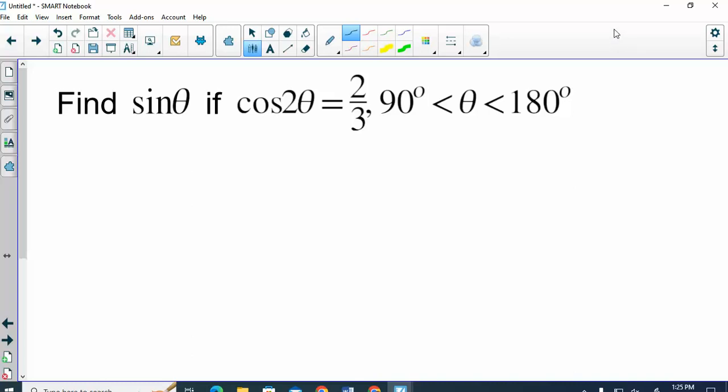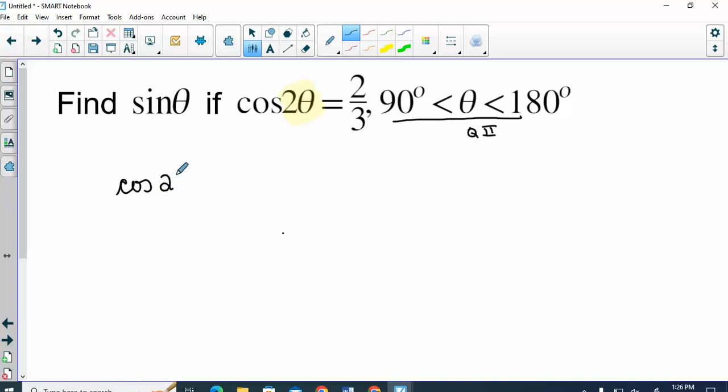Find sine of theta if cosine of 2 theta is 2/3 and 90 is less than theta is less than 180. What does this inequality tell me? All right, I have cosine, but this is cosine of 2 theta. So we need a formula.